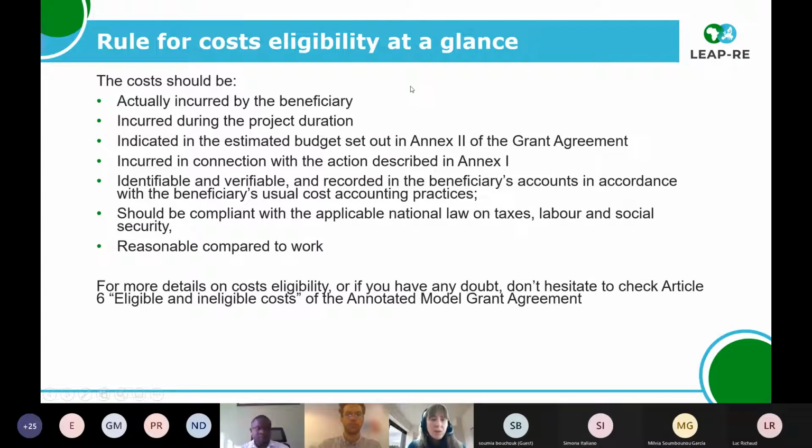Okay, what makes a cost eligible? You have to make sure that you fit all the conditions that are set out here. If you don't comply with one of them, then your cost is not eligible. So let me quickly go through them. You have to actually incur the costs. So you have to be able to prove that you incurred the costs.